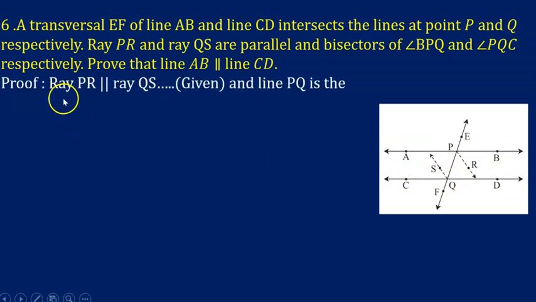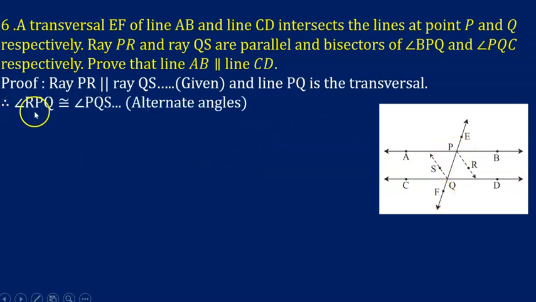Ray PR is parallel to ray QS, and line PQ is their transversal. Therefore, angle RPQ is congruent to angle PQS. These two angles are congruent. These are the alternate angles as these two lines are parallel and PQ is their transversal. Therefore, by alternate angle test, these two angles are congruent. Next, therefore, their measures are equal. Therefore, measure of angle RPQ is equal to measure of angle PQS.